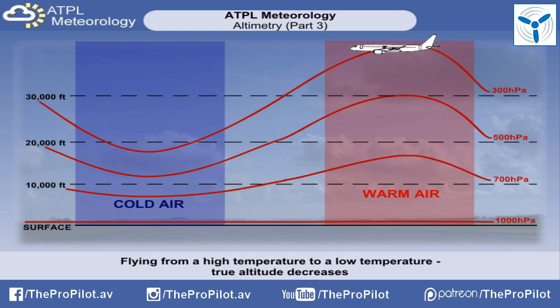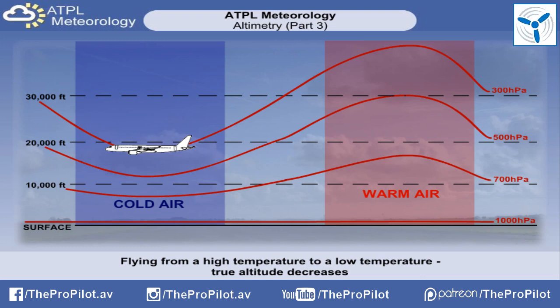Let's fly an aircraft from the area on the right to the area on the left at a constant indicated altitude. We know that to achieve this, the pressure must not change. In other words, we must follow a pressure level. However, in doing so, we are inadvertently following a pressure level that's actually descending. So in reality, we are descending, but the altimeter is not indicating this. Therefore, our true altitude is decreasing, but our indicated altitude is constant.